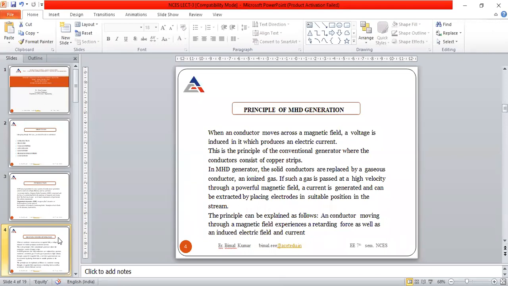The principle can be explained as follows. A conductor moving through a magnetic field experiences a retarding force as well as an EMF, electrical field and current, right? So what is the principle? It states that a conductor moving through the magnetic field experiences a retarding force as well as an induced EMF and current. One is the principle of the motor.